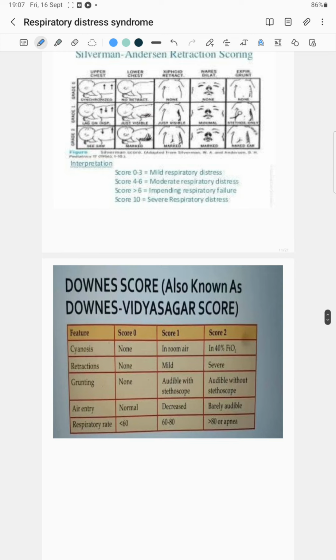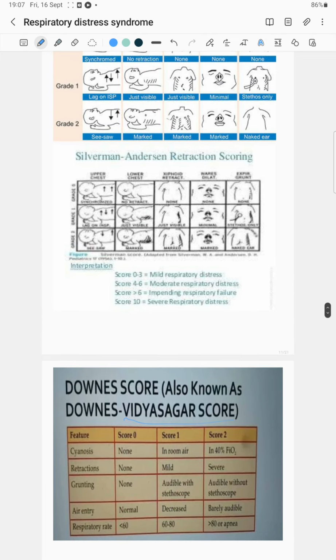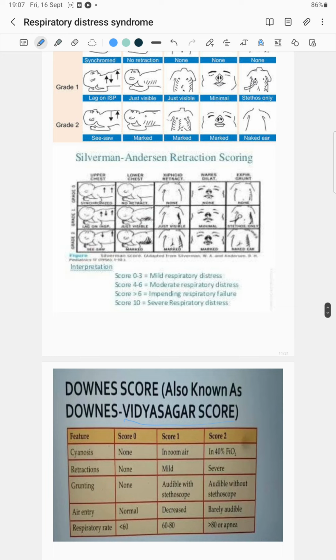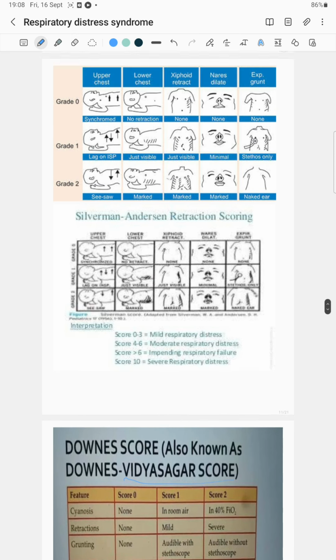Remember, they are not calling it Downes' score now. They also write it like Vidyasagar score. Okay, so you have to know what is Downes' and what is Vidyasagar score. In Vidyasagar score, there is cyanosis, retraction, grunt, air entry, and respiratory rate. And in Silverman-Anderson, there is upper chest retraction, lower chest retraction, xiphoid retraction, nares dilation, and respiratory grunt. All these 5 points should be known by you, because they give you anything and they will ask whether this belongs to Downes' or not. Suppose they write cyanosis, retraction, grunting, and upper chest retraction. You have to find out the odd one.